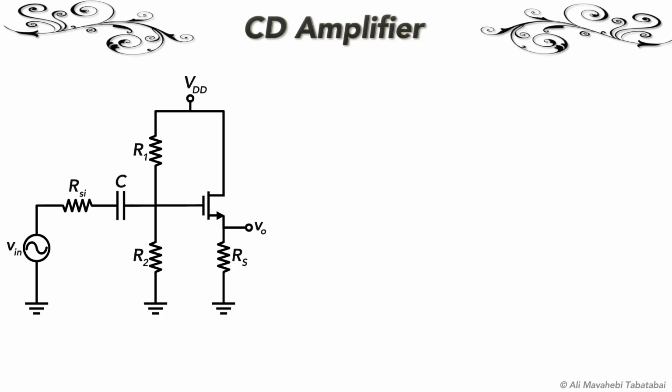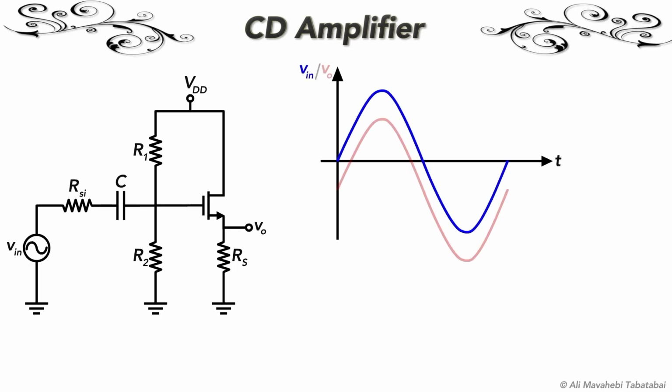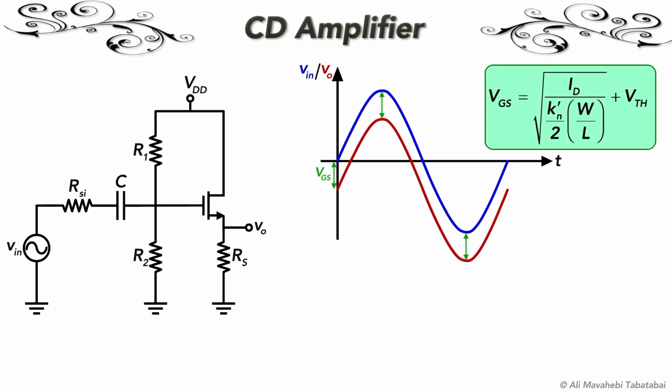The source voltage is actually the gate voltage minus a certain difference, and this difference is equal to the VGS voltage. Therefore, the source follower can function as a level shifting circuit.